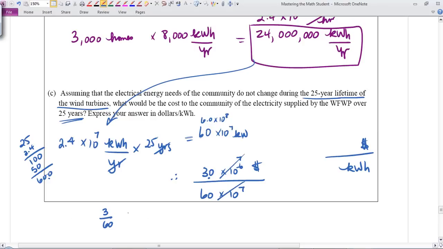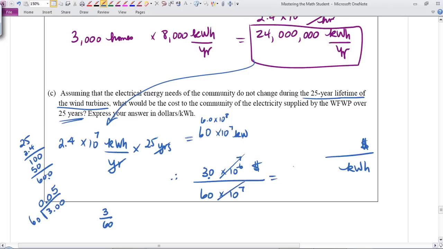So 60 goes into, got to think about my division principles here. 60 goes into 300. Isn't it 5 times? But there's a 0 there, so I have to get all the way over here to 300. So it's a nickel.